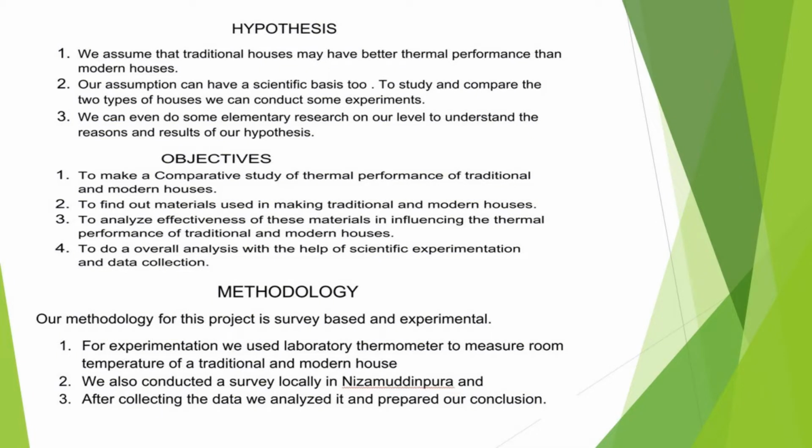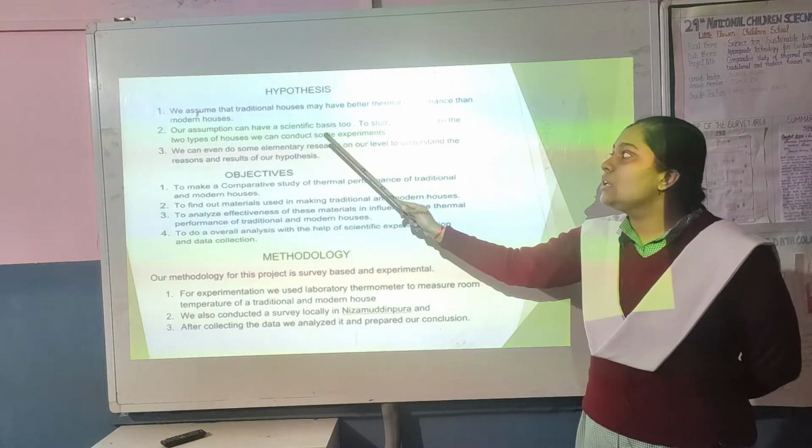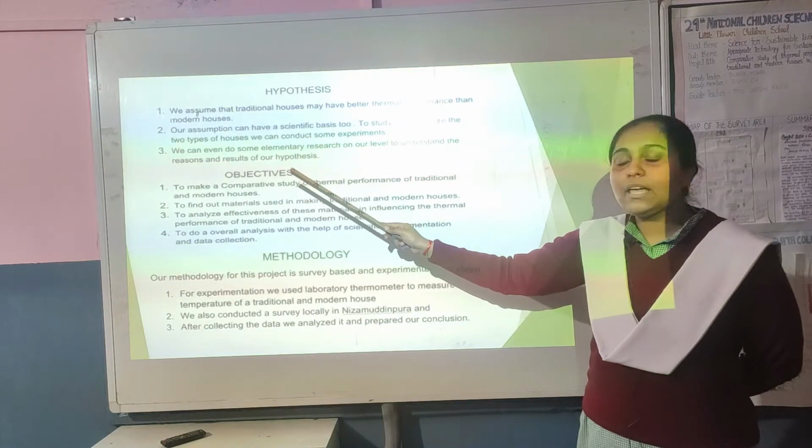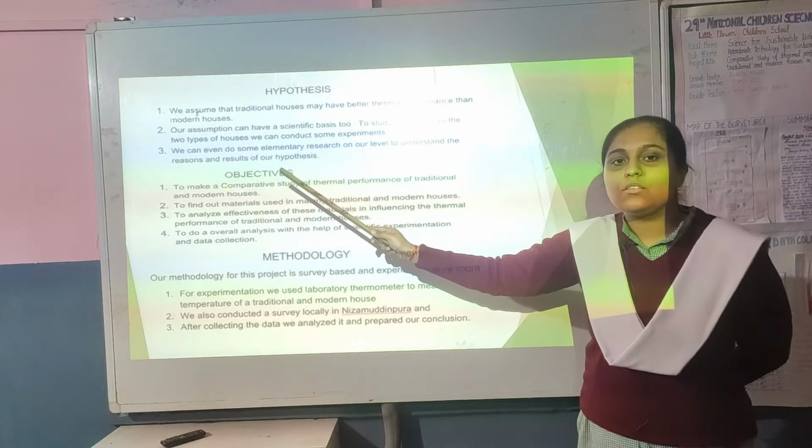So this is the hypothesis for this project. We assume that traditional houses may have better thermal performance than modern houses. The second hypothesis was our assumption can have a scientific basis too. To study and compare the two types of houses, we can conduct some experiments. The third hypothesis is we can even do some elementary research on our level to understand the reasons and results of our hypothesis.